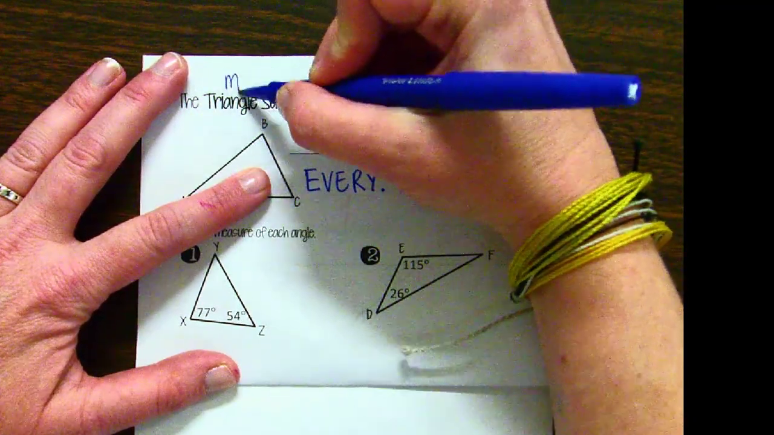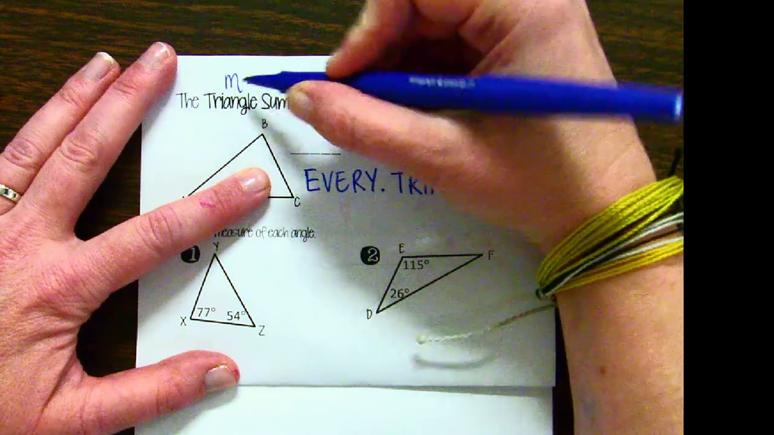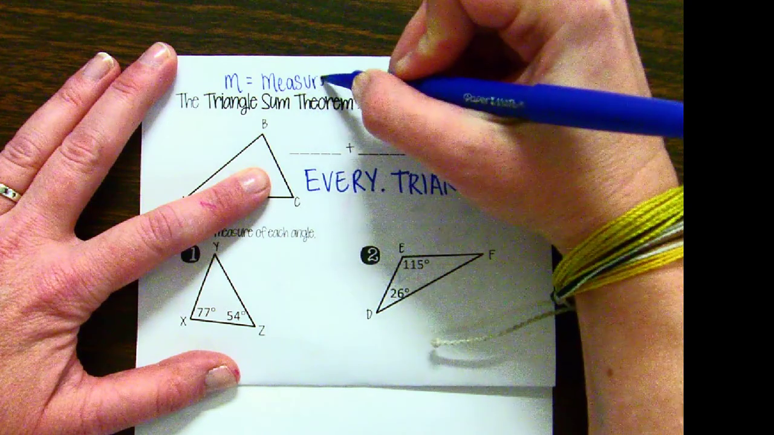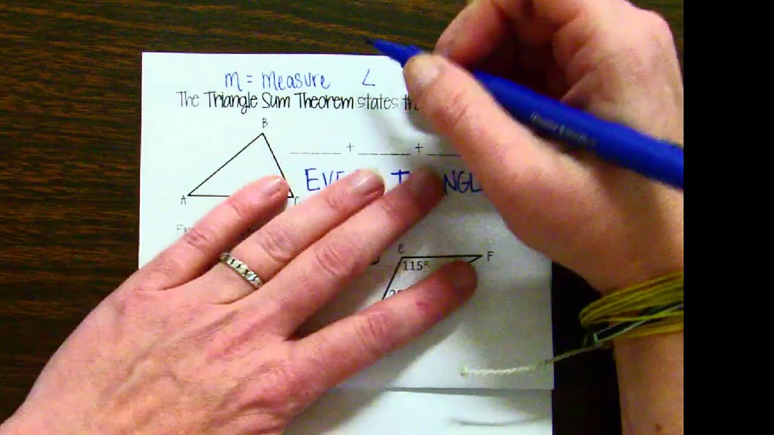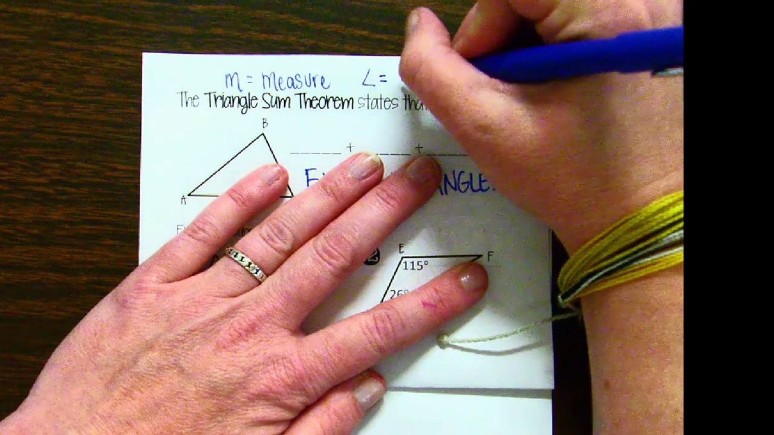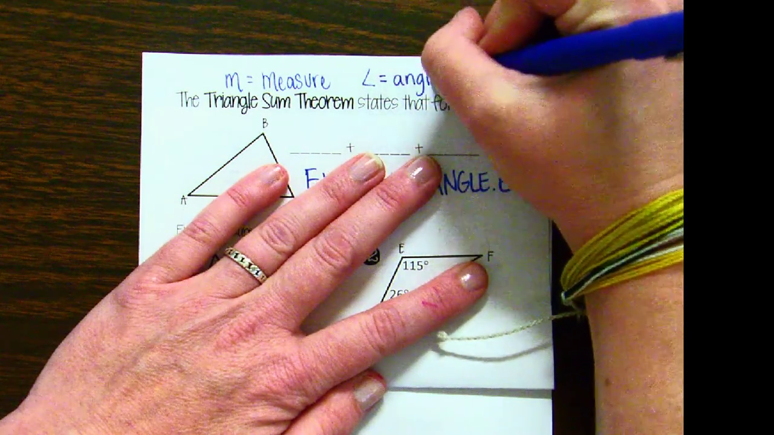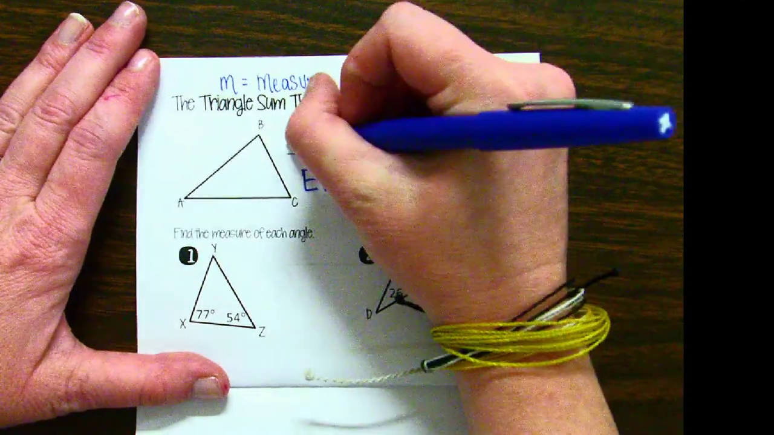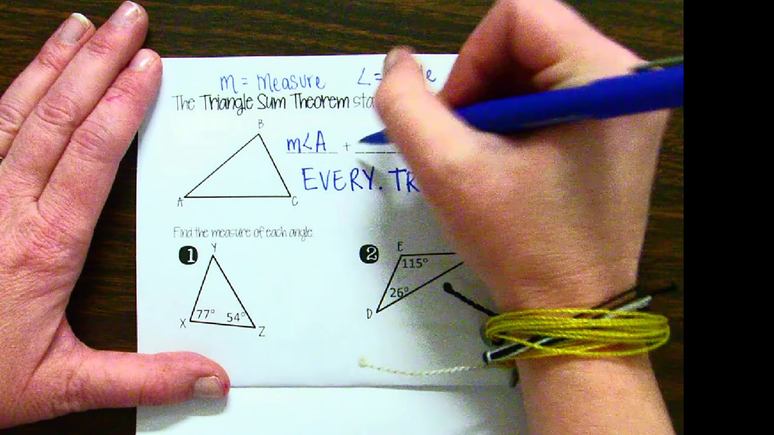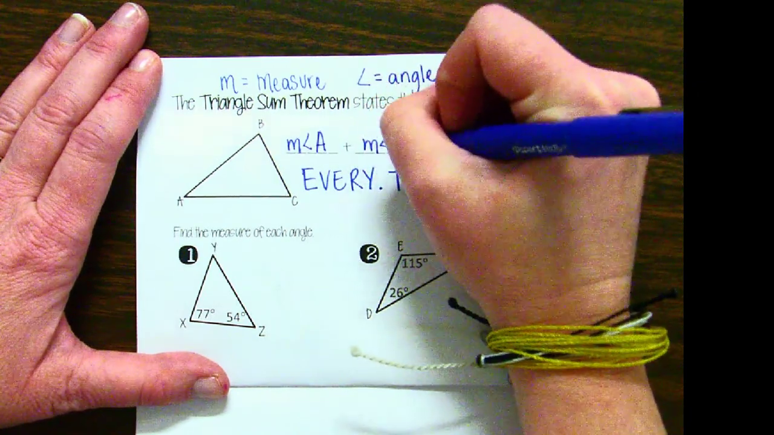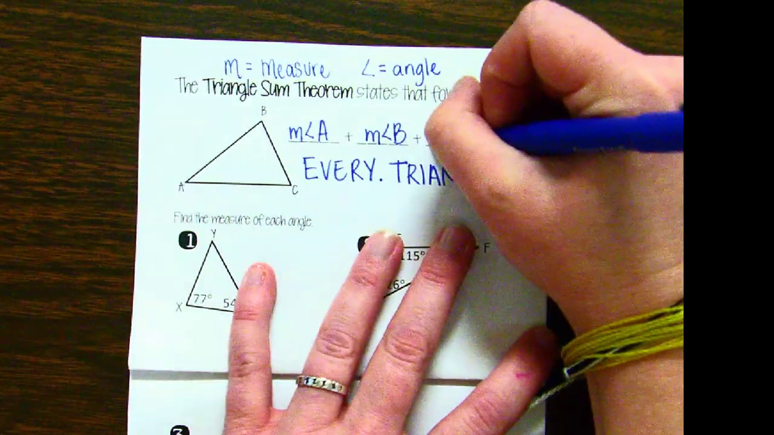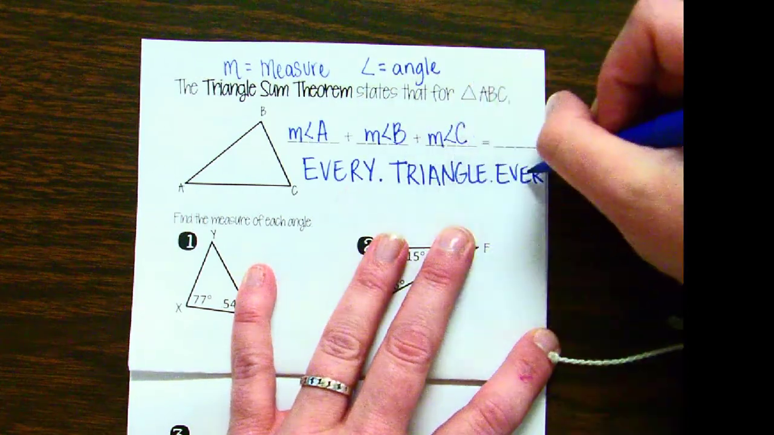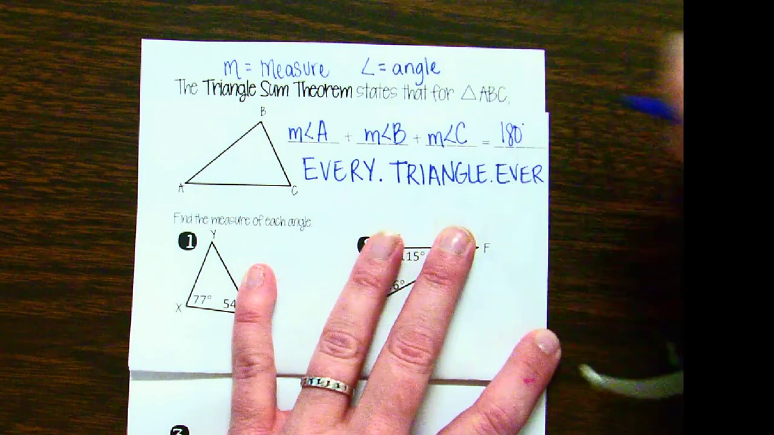So I'm going to introduce you to some geometry language here. When you see this language, this is what it means. M is going to be referring to the measure. And this little symbol that kind of looks like a less than symbol is actually talking about angle. So it's geometry shorthand for the measure of angle. So the measure of angle A plus the measure of angle B plus the measure of angle C, in every triangle ever, equals 180 degrees.